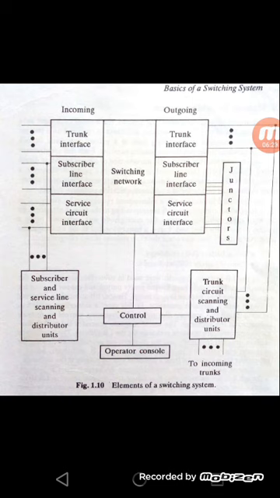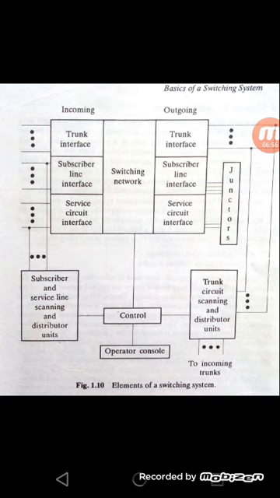When subscribers are blocked in a situation, that network is called a blocking network.